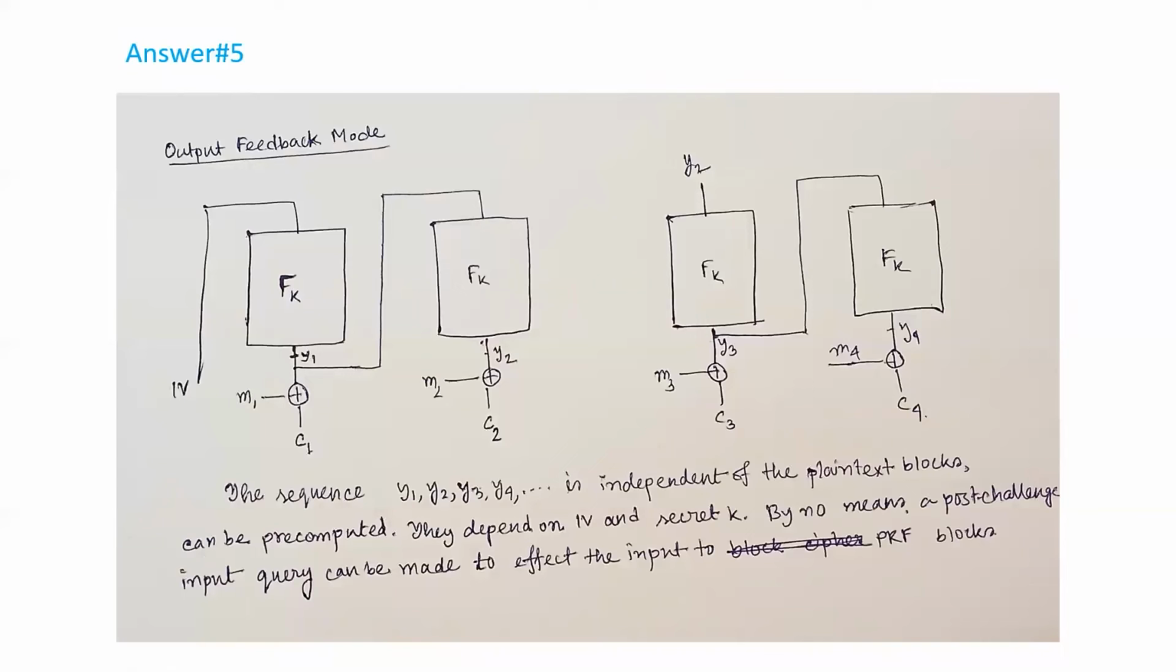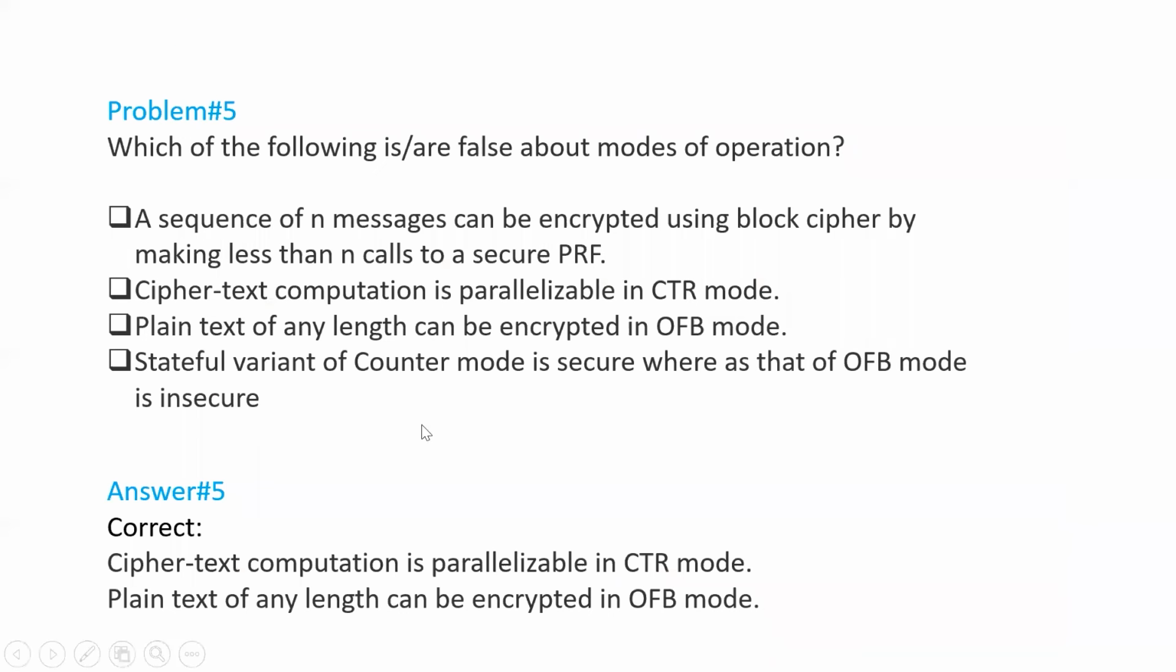And in case of output feedback mode, it is secure in the stateful scenario also, because if you are directly using this Y2 in the next session for encryption of M3 and M4, this sequence Y1, Y2, Y3, Y4 is independent of the plain text blocks. You just XOR the plain text blocks M1, M2, and so on with these pseudo-random strings Y1, Y2, Y3, Y4, and so on. So by no means can a post-challenge input query affect the input to the block cipher blocks. That's how OFB mode in its stateful variant is still CPA secure. And that was the last option.